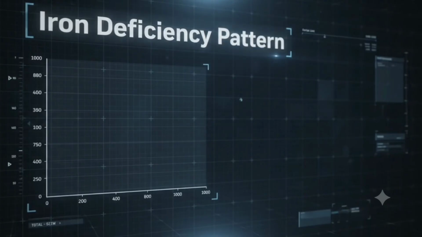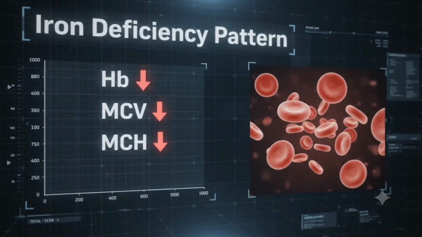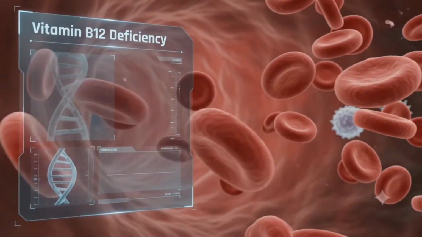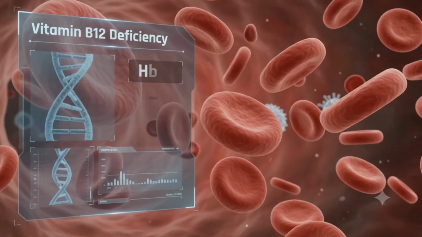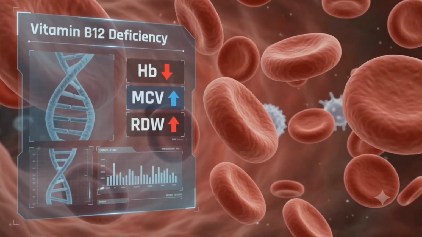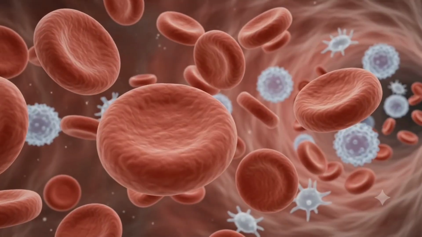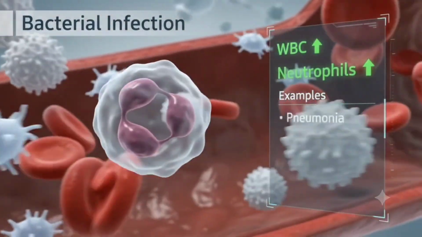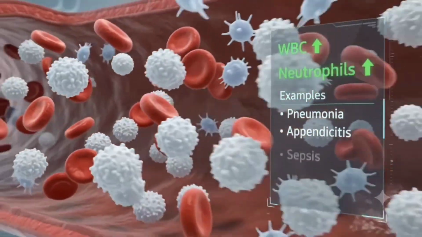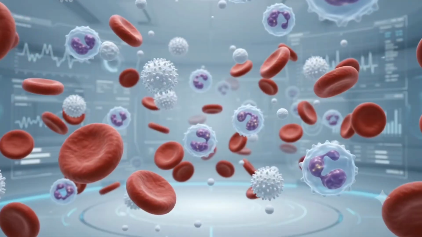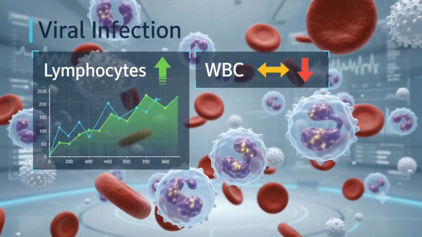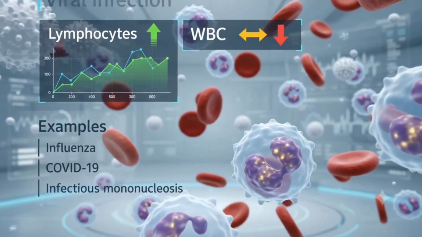Iron deficiency anemia typically shows low hemoglobin, low MCV, low MCH. Vitamin B12 deficiency usually causes large red blood cells and macrocytic anemia. Bacterial infections commonly increase the white blood cell count, especially neutrophils, in pneumonia, appendicitis, sepsis. Viral infections often increase lymphocytes, while total white blood cells may be normal or low.